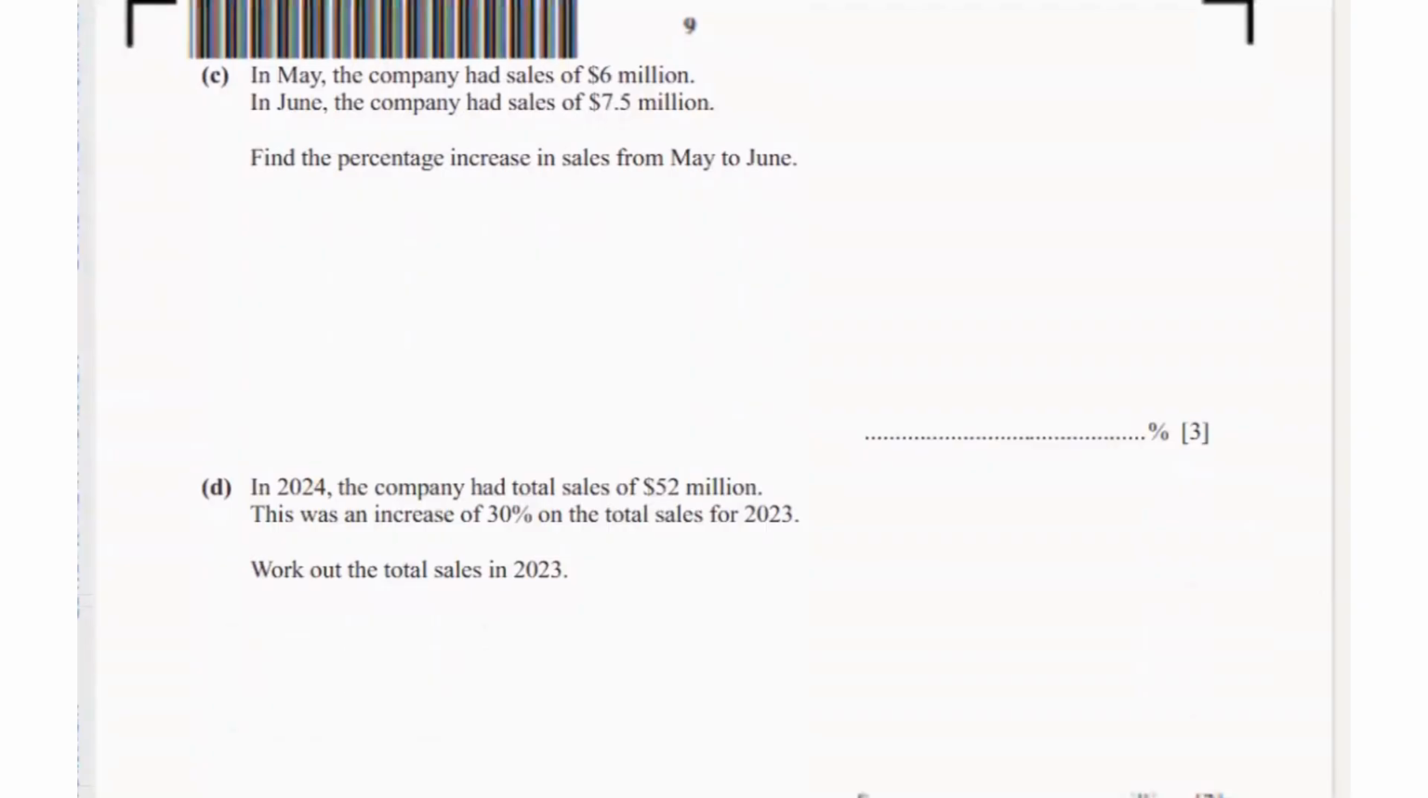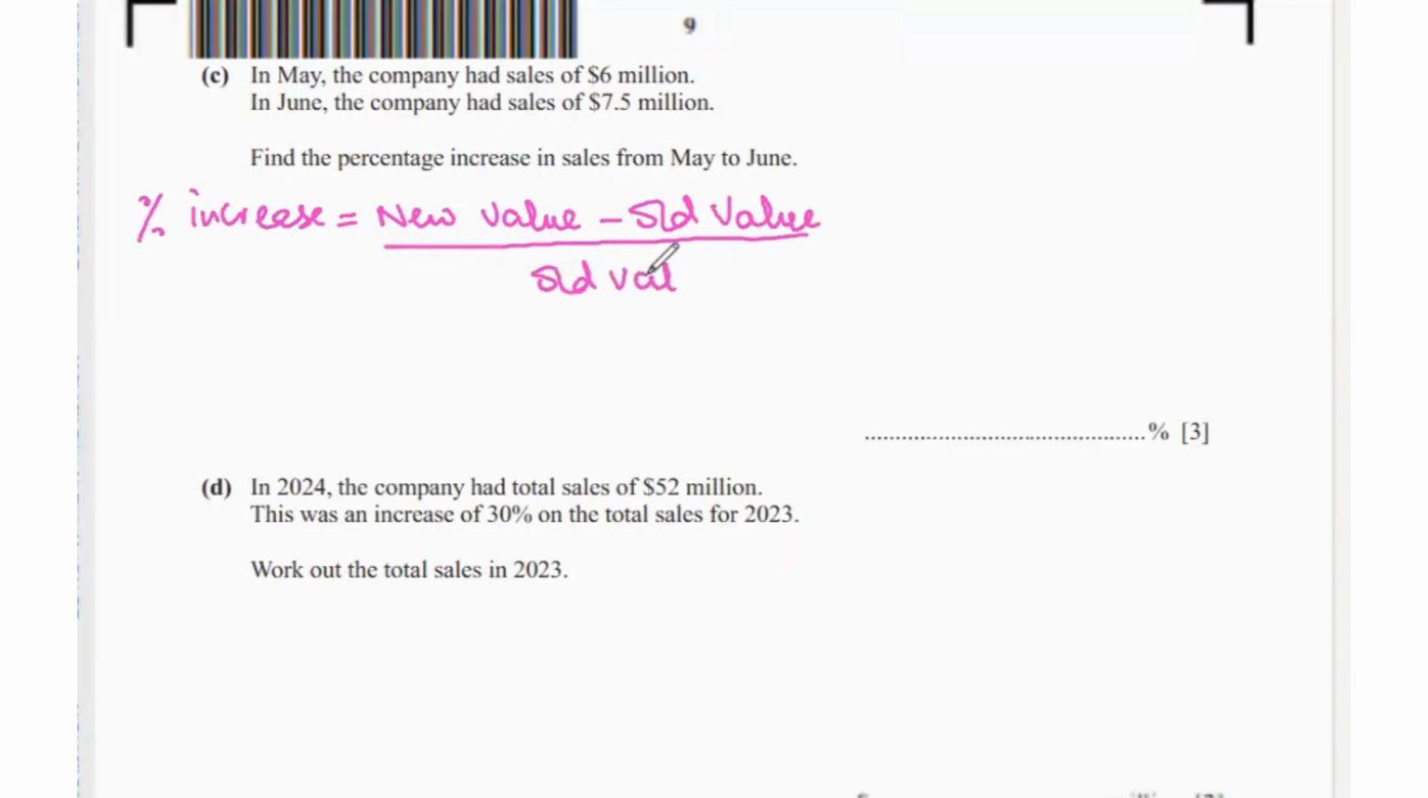Part C: in May, the company had sales of $6 million. In June, the company had sales of $7.5 million. Find the percentage increase in sales from May to June. So percentage increase has the formula of new value minus the old value, divided by the old value, times 100. So the new value is 7.5 million. I'm not going to write the millions because the millions will get cancelled out. Minus 6, over 6, times 100.